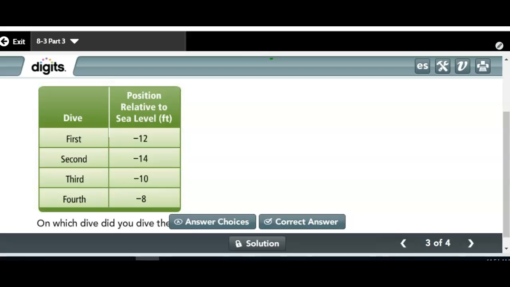I want you to look here at this question. Sea level is what number? What integer is sea level? Elion. It's 0. Okay, so you have different dives. Your first dive, you go negative 12 feet. Your second dive, you go negative 14 feet. Third, negative 10. Fourth, negative 8. Which dive did you dive the deepest?